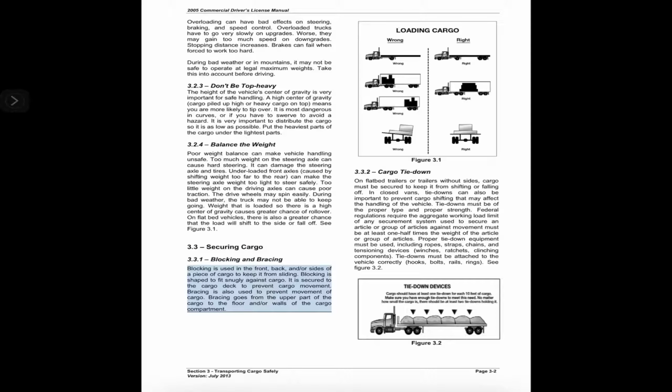3.3.1. Blocking and bracing. Blocking is used in the front, back, and/or sides of a piece of cargo to keep it from sliding. Blocking is shaped to fit snugly against cargo. It is secured to the cargo deck to prevent cargo movement. Bracing is also used to prevent movement of cargo. Bracing goes from the upper part of the cargo to the floor and/or walls of the cargo compartment.